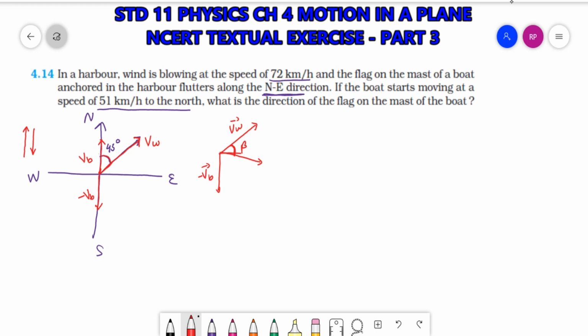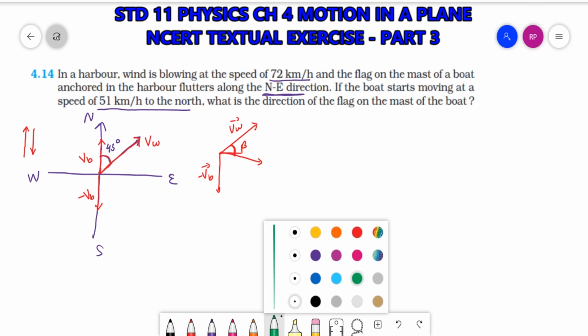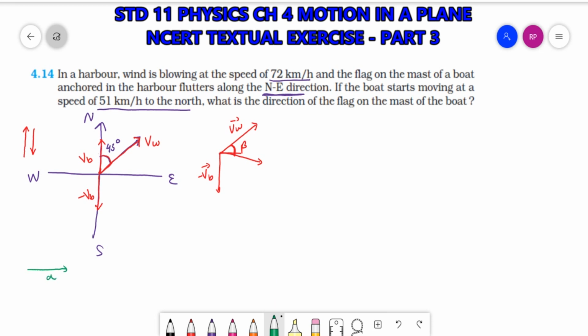For that we will use the formula for the angle between the resultant vector and the initial vector. I'm writing the formula here once again. If this is vector A and this is vector B, and the angle between A and B is, let's say, theta, and this is the resultant vector A plus B, making an angle beta with A, then tan beta will be equal to B sine theta upon A plus B cos theta.